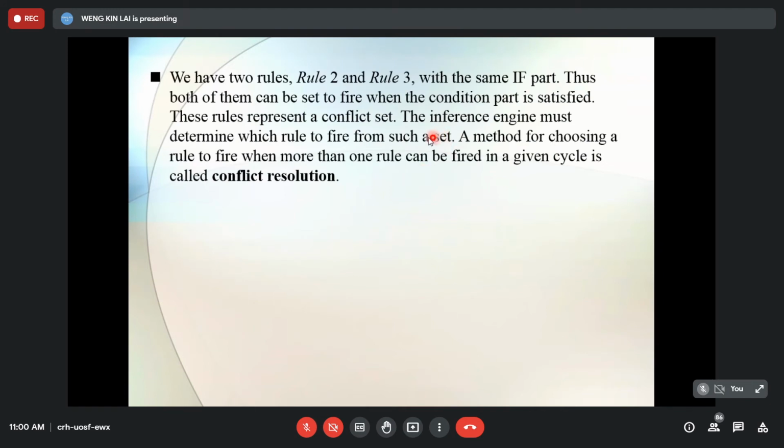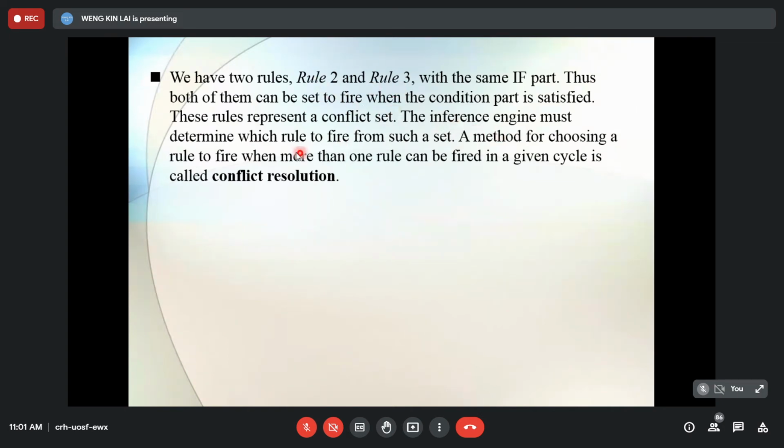But these rules represent a conflict set. They go against each other. They are not supporting each other: rule number 3 is not supporting rule number 2, or rule number 2 is not supporting rule number 3.